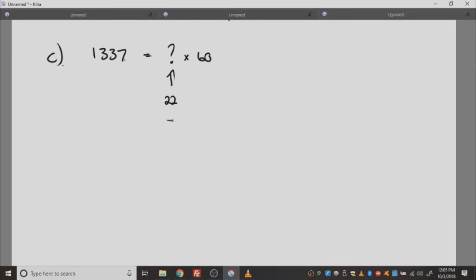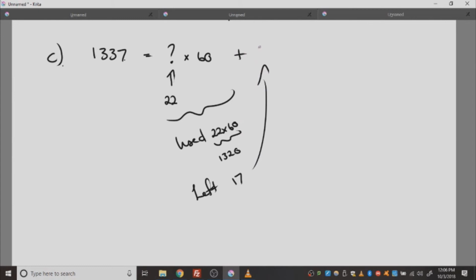But now we have to know how much have we used. How do we figure that out? 22 times 60, which the calculator says is 1,320. Then it's supposed to be left over. Sometimes it's easy. Sometimes you need 1,337 minus 1,320, and you get 17. That goes right to collections at the end. So let your calculator help you. It's totally up to you.